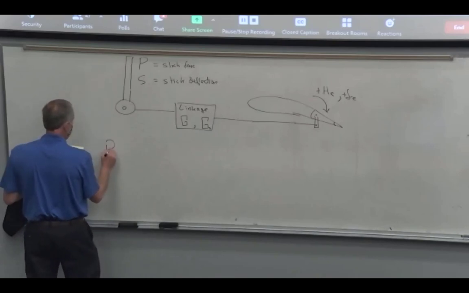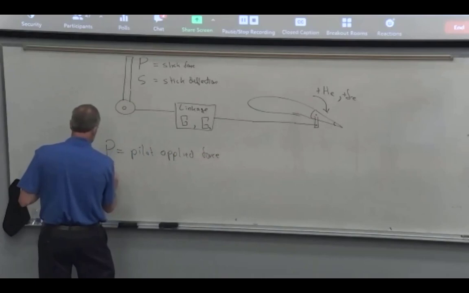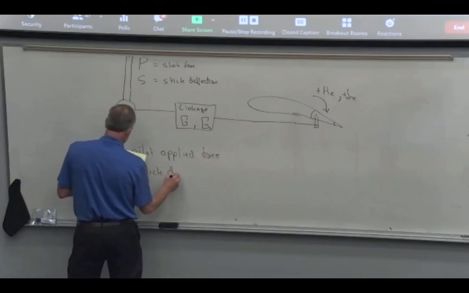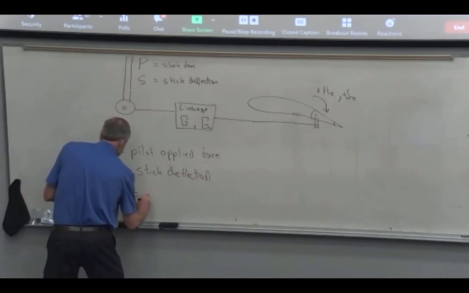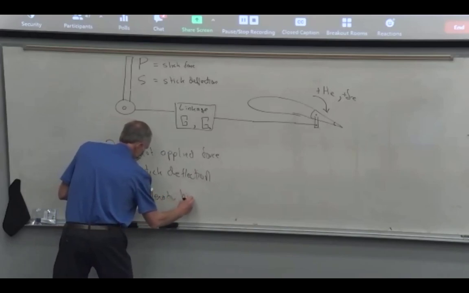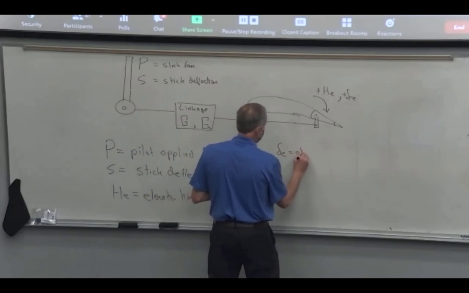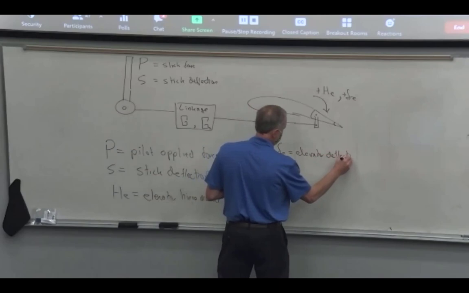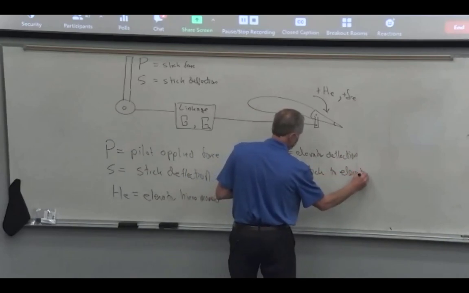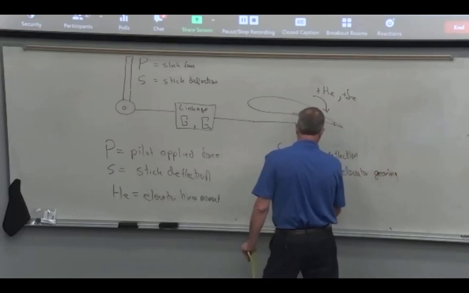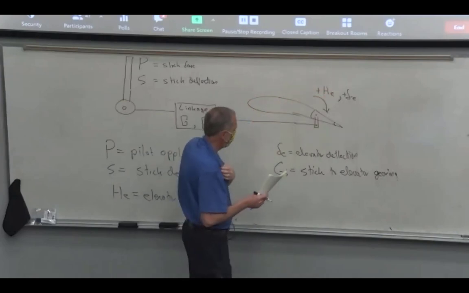Let's define this here. So P is the pilot applied force. S is the stick deflection. We already know HE, but let's write it up here anyway. This is the elevator hinge moment. Delta E, of course, is the elevator deflection. GS is the stick to elevator gearing. And in fact, the way I've drawn this, it would have to be a negative gearing so that the positive stick leads to a negative elevator, because that's the way it's usually geared up.